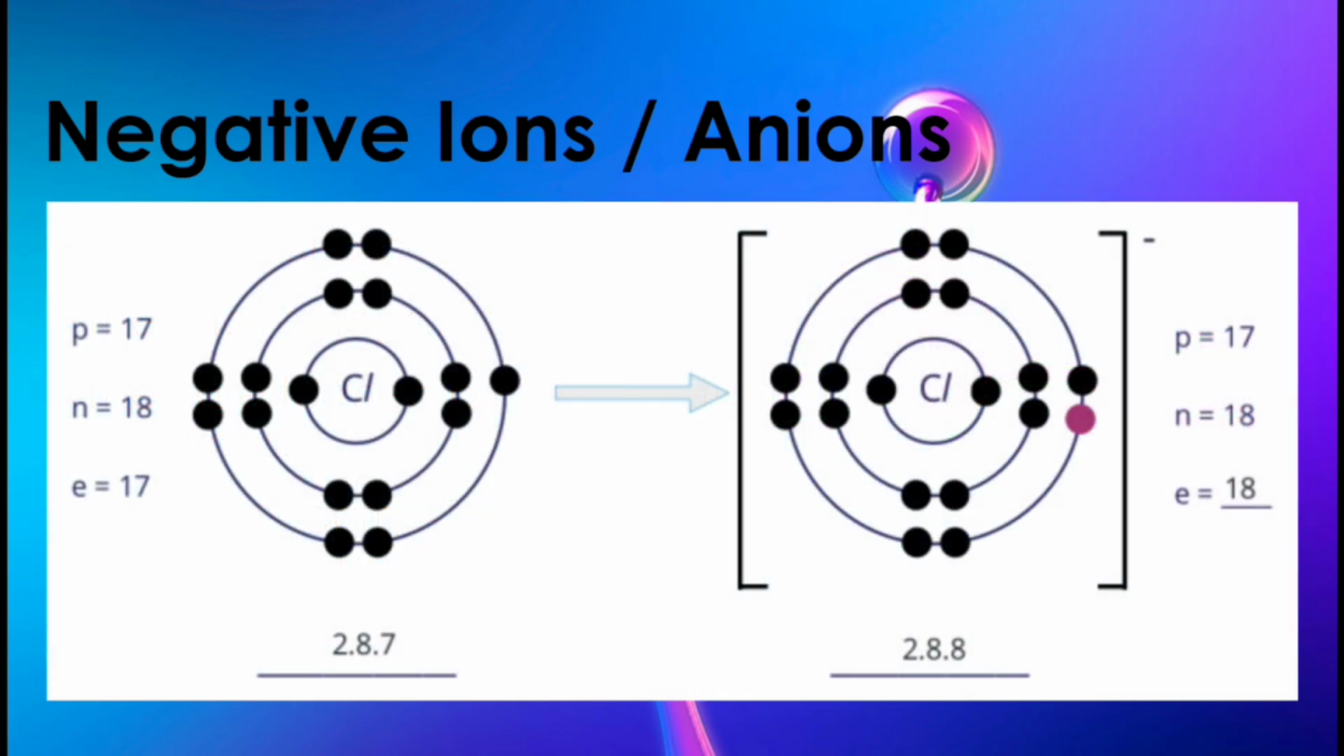Now, let's take an example of chlorine. Chlorine is an atom. It has electronic configuration 2, 8 and 7, meaning 2 electrons in its first shell, 8 electrons in its second shell, and 7 electrons in its third shell.